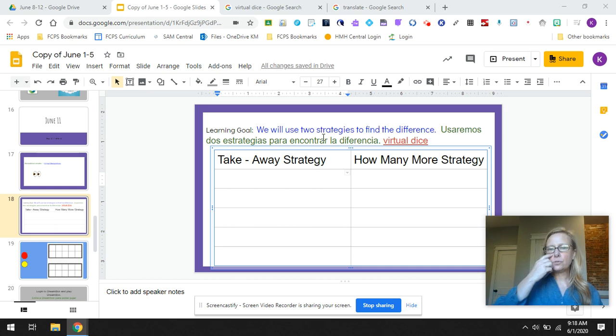We will use two strategies to find the difference: take away and how many more. Those are the names of our two strategies. We're going to make our own equations by using virtual dice.